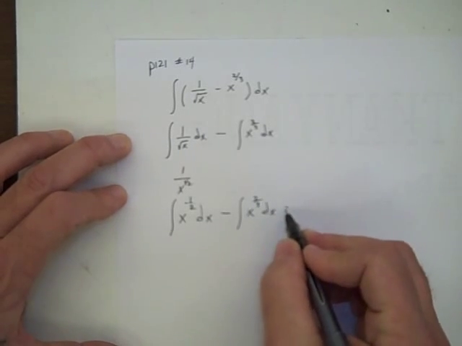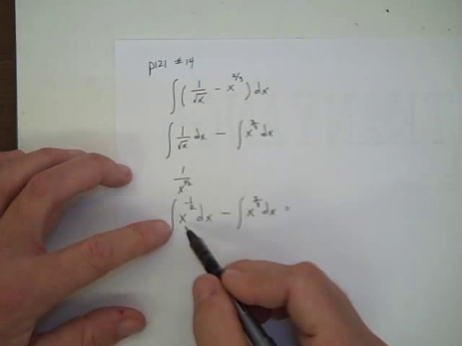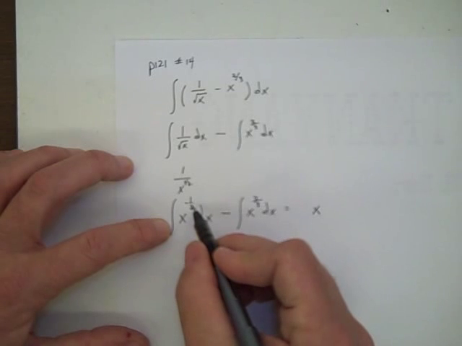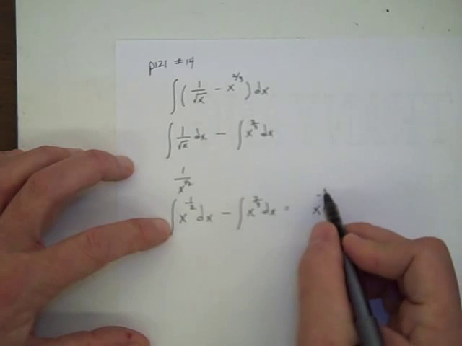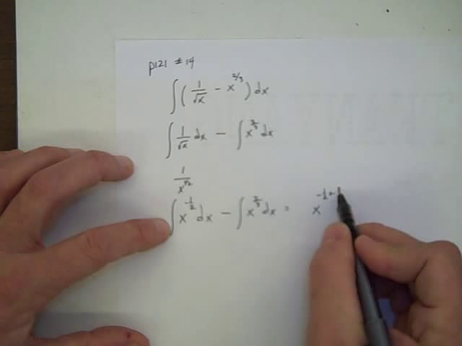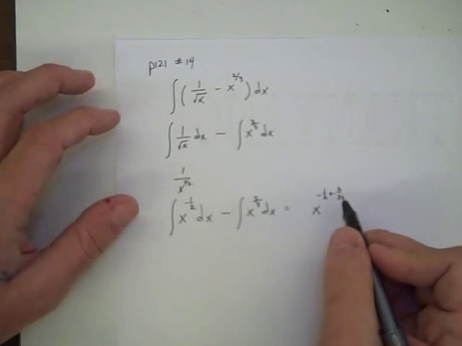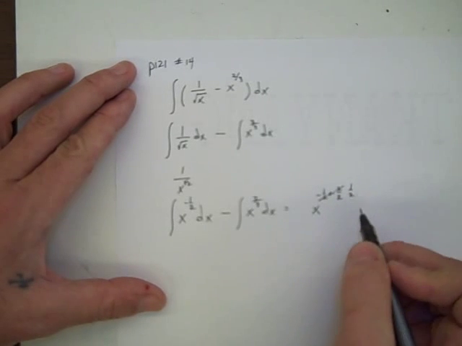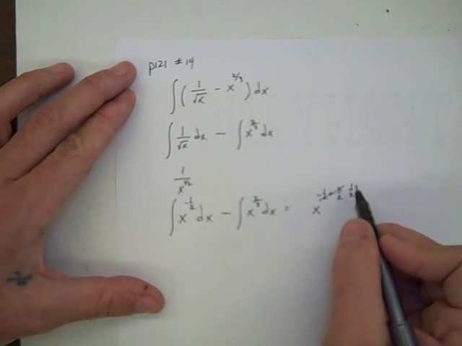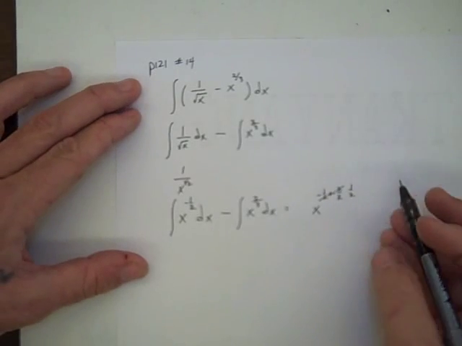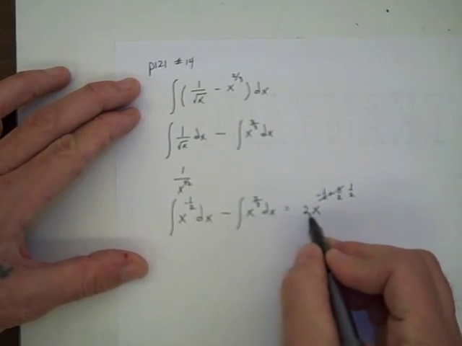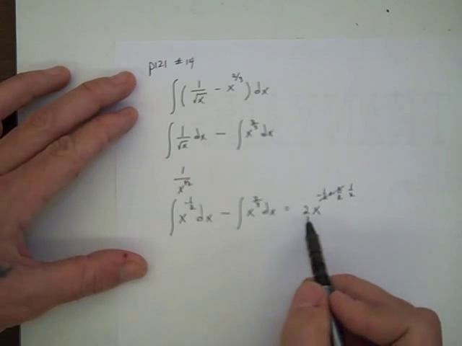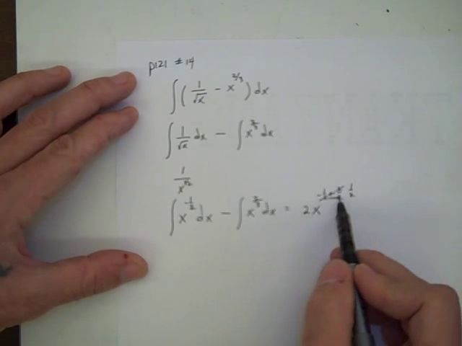Now we'll deal with this in exactly the same way. This first integral, the antiderivative is to take the power and add 1, negative 1/2 plus 1, in other words negative 1/2 plus 2/2 is a positive 1/2, x to the 1/2 power, and then multiply by the reciprocal, which is 2. And so the integral of x to the negative 1/2 power becomes 2x to the 1/2 power.